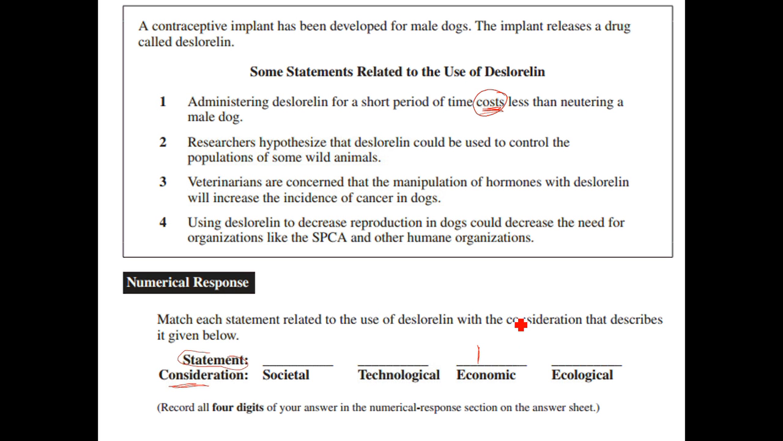Our researchers hypothesize that the drug could be used to control populations of wild animals. So here we're talking about the environment, so it sounds like that would fit into ecological. Veterinarians are often concerned that the manipulation of hormones with deslorelin will increase the incidence of cancer in dogs. So kind of a risk associated with this technology, so that seems to be a technological issue. And using this drug to decrease reproduction in dogs could decrease the need for organizations like the SPCA and other humane organizations. And that looks like it would fit into societal.